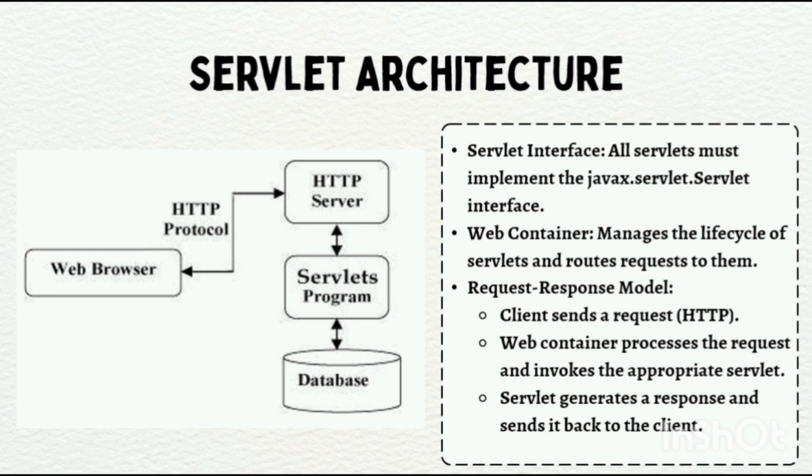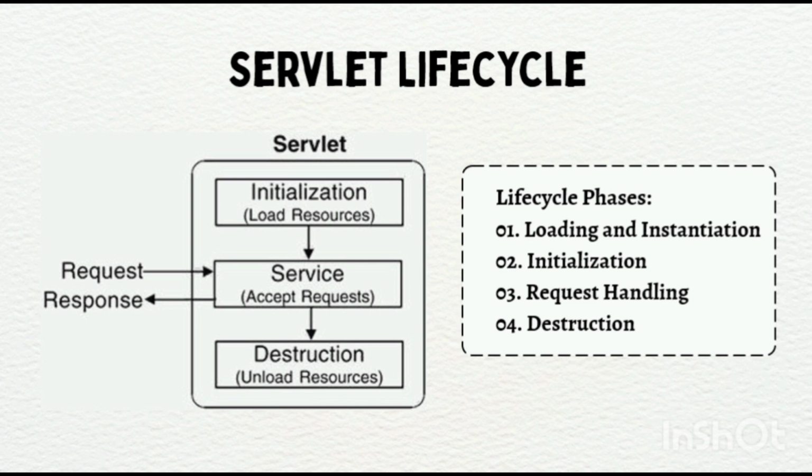Now let's break down the life cycle of a servlet into four key phases. First is loading and instantiation. The servlet class is loaded into memory and an instance of the servlet is created. The second phase is initialization. The init method is called to initialize the servlet. This is where resources are allocated and any necessary setup is performed.